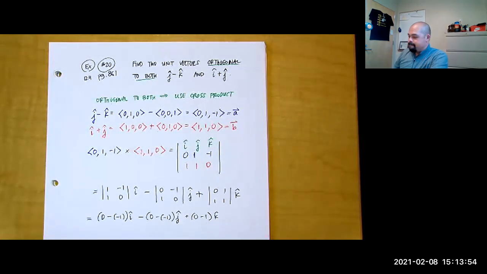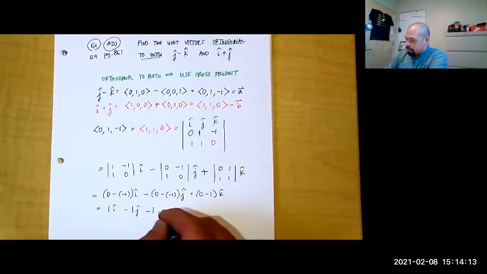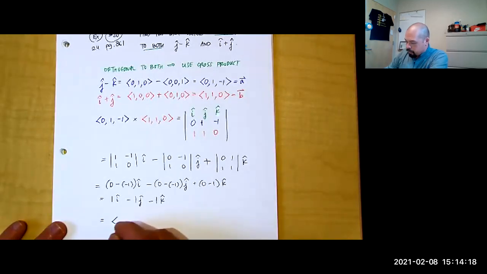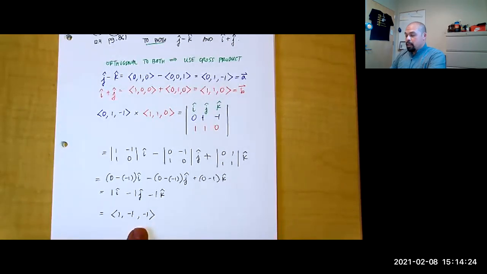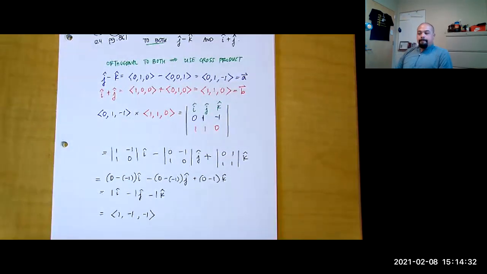Watch my signs. 0 minus negative 1 turns into positive 1, i. Negative, negative makes a positive 1, but that minus out front stays subtraction, plus a negative 1, so minus 1. Okay. All right, or 1, negative 1, negative 1. So now this vector is going to be orthogonal to these two original vectors, right?